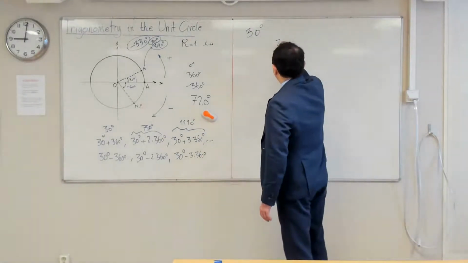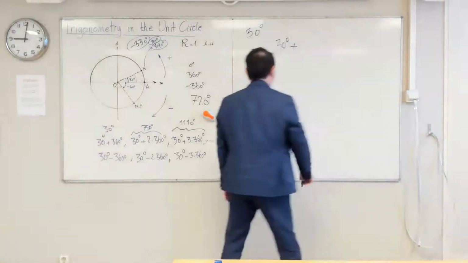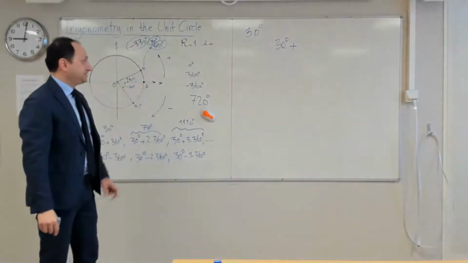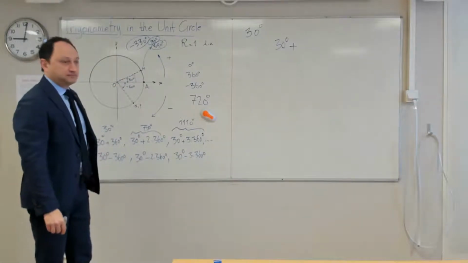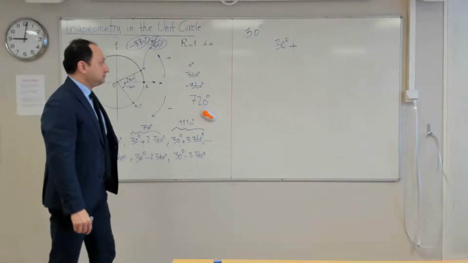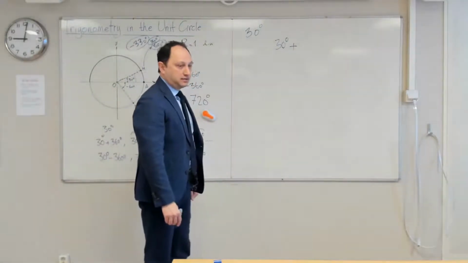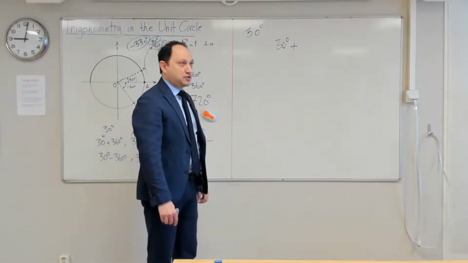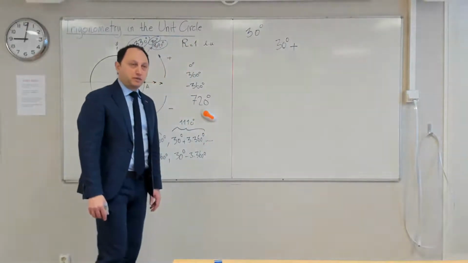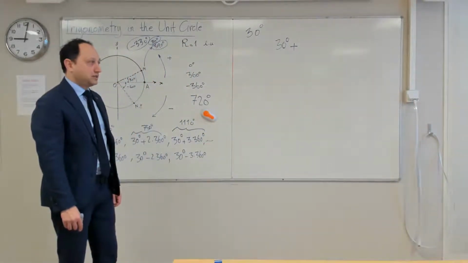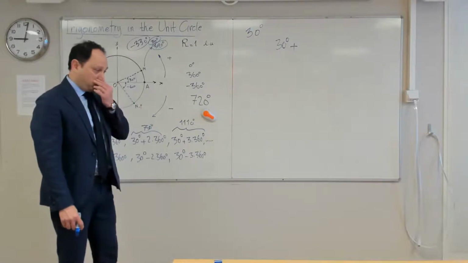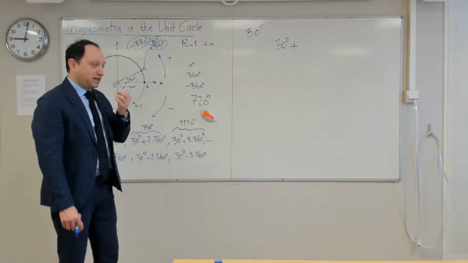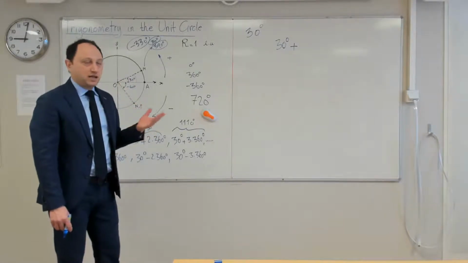So, yes, may you repeat it, please? 30 plus? 30 plus minus 360x. What do you mean by x then? Amount of rounds. No, what is x? You are more or less on the correct track, but you need to say what x is. How many times you go around? Yes, exactly. So that is an integer.